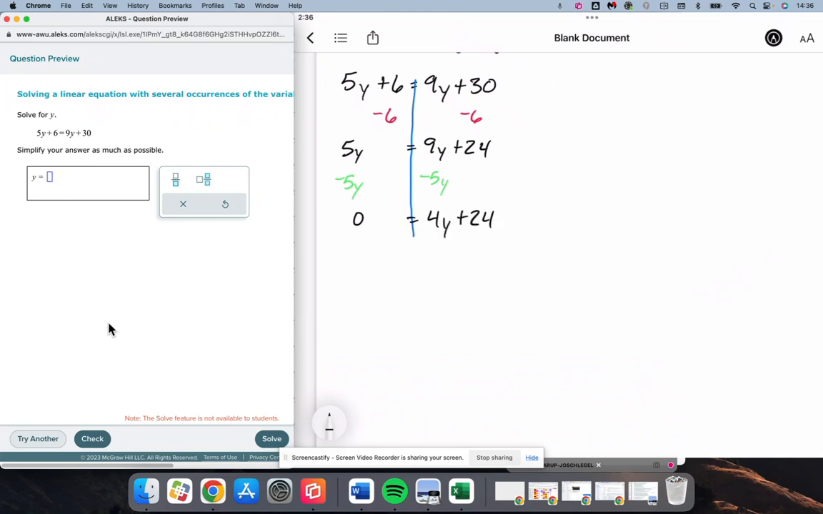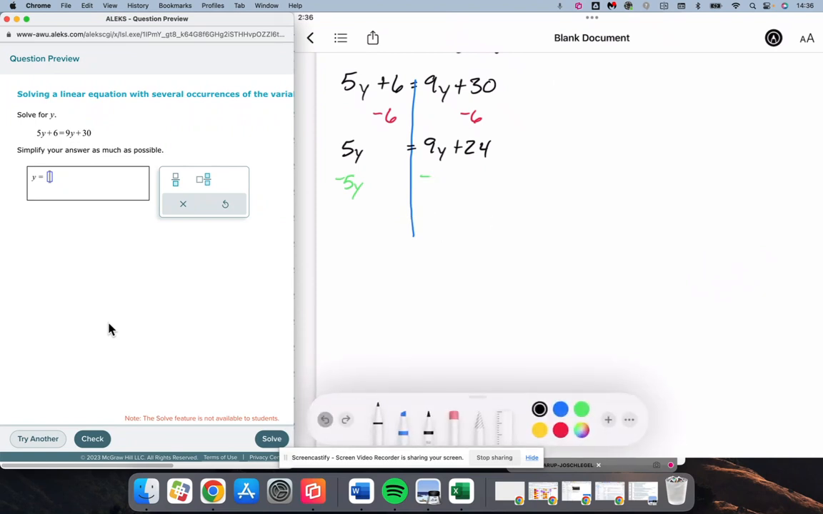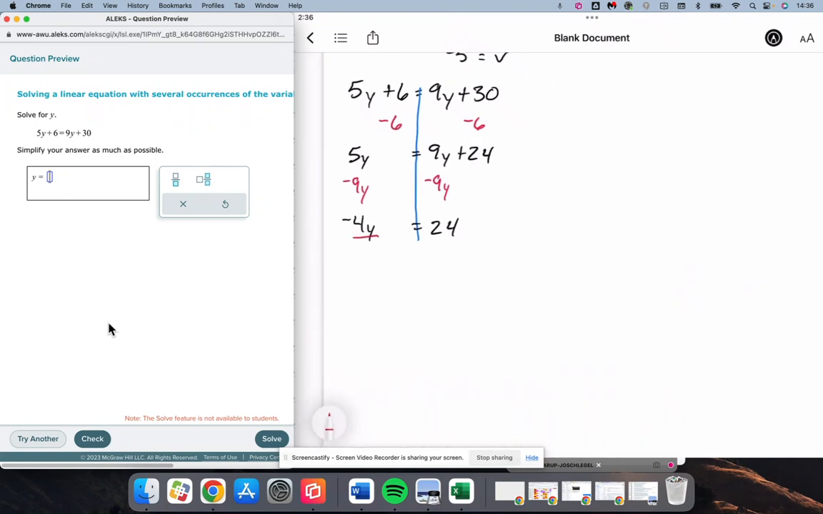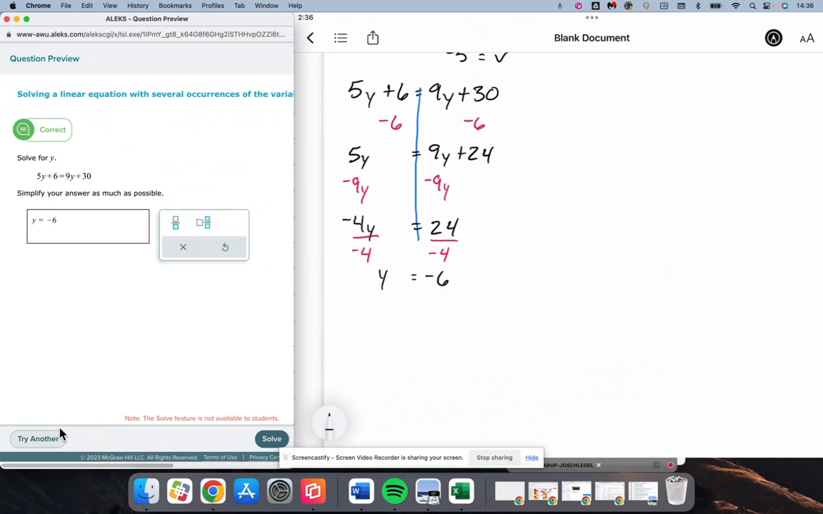And that would be okay. You would have to take care of it from there. But again, probably not the best approach. The best approach is going to be to get numbers on one side and variables on the other side. We already have 5y on the left, so let's move 9y over by subtracting 9y. We end up with negative 4y is equal to 24. See that y is being multiplied by negative 4. We need to divide by negative 4. We get y equals negative 6. Okay.